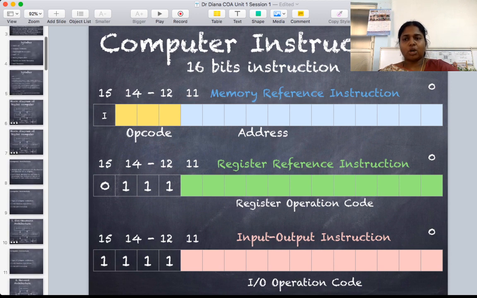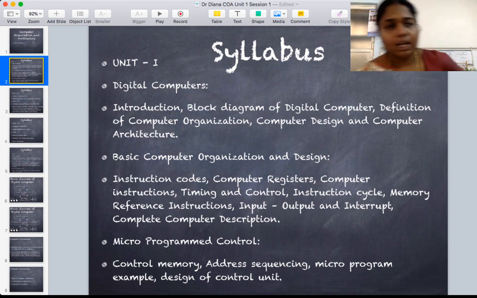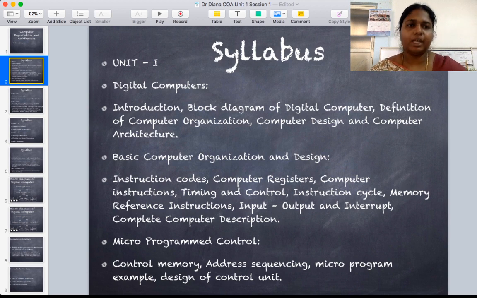So with this I will stop for today's session. In the next session we will look into timing and control and how an instruction cycle works. An instruction cycle is the most important question in this unit. We will see how a particular instruction is read from memory and how it is executed. We will also see how to design a circuit that can execute that particular instruction. So that is for our next session. For this session, I will close here.